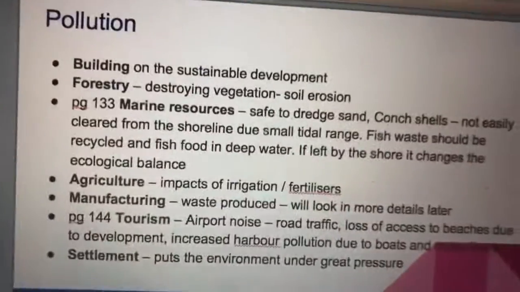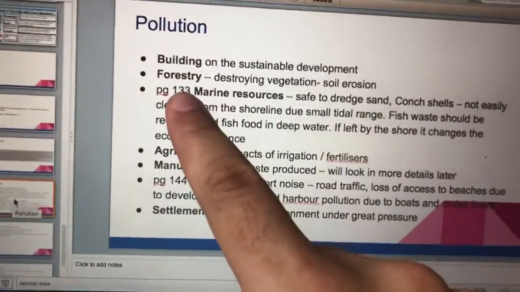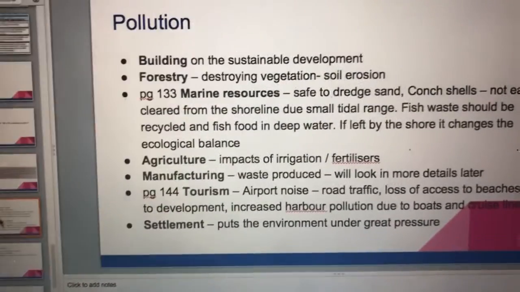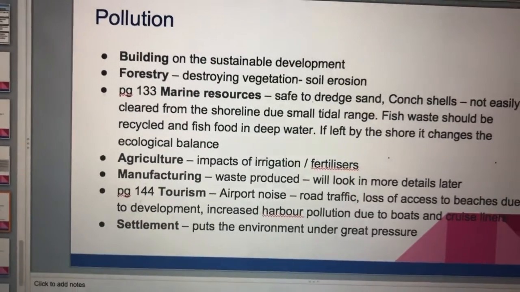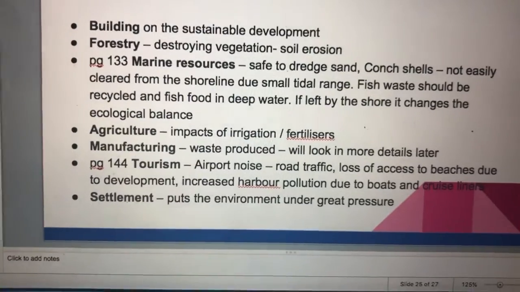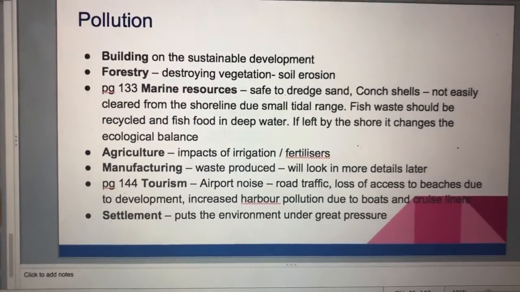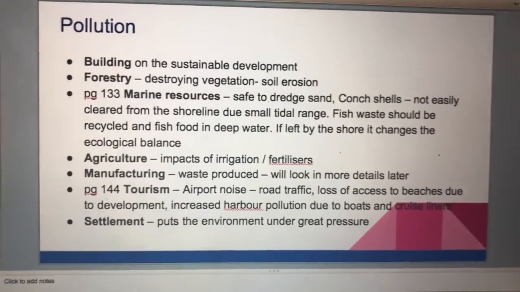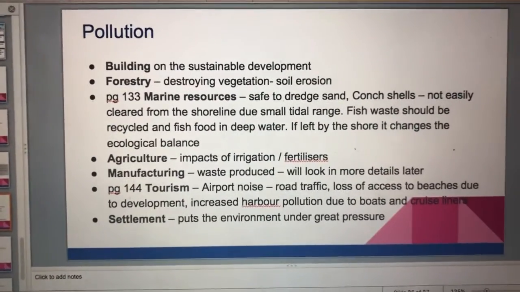Now, there are many issues that come up. As I've said, this is building on sustainable development. Forestry: deforestation can destroy vegetation, which leads to soil erosion. There are things to consider about marine resources, whether it's safe to dredge the sand. Conch shells, as you can notice, don't easily clear from the shoreline due to the small tidal range, so many of the conch shells find themselves stuck near the shore.